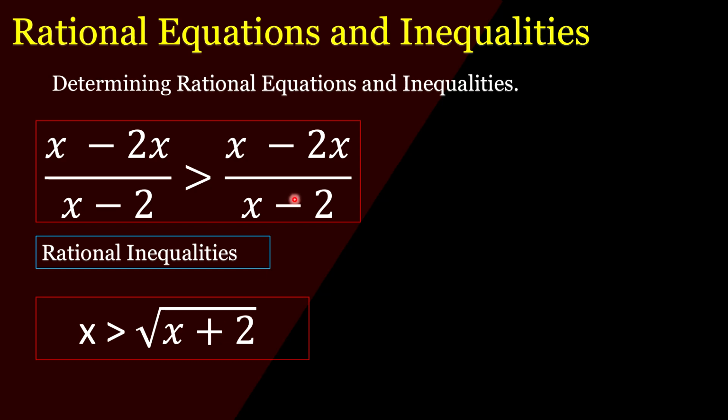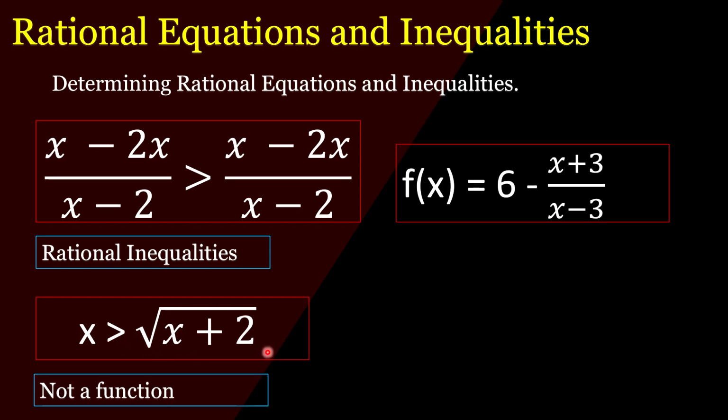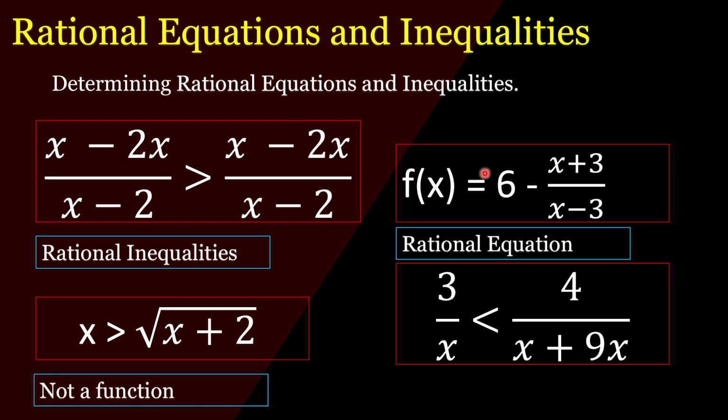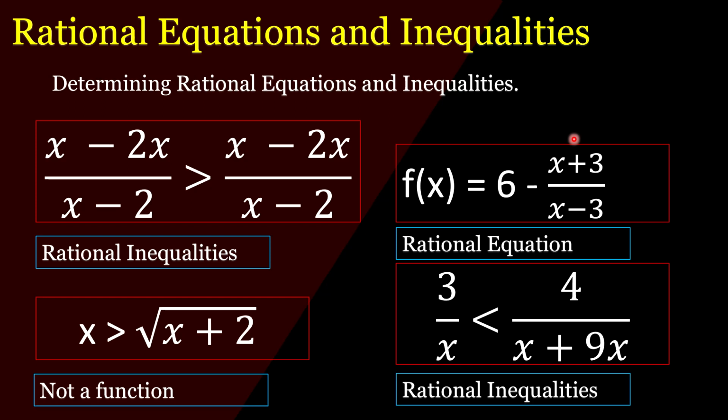So, ito ba ay rational equation or rational inequality? So, hindi siya function at the first place kasi meron siyang radicals at hindi naman siya rational function kasi wala siyang denominator. So, this is not a function. Another example, f of x is equals to 6 minus x plus 3 over x minus 3. So, meron siyang equal, therefore this is a rational equation. So, another example, 3 over x is less than 4 over x plus 9x. Wala siyang equal pero meron siyang less than. So, ito ay rational inequality.